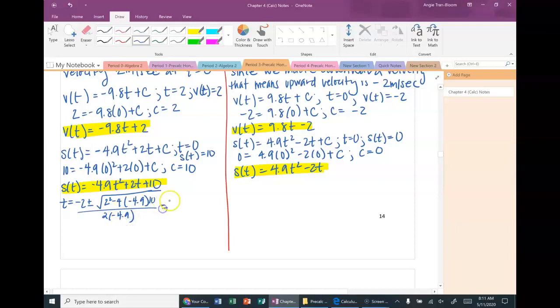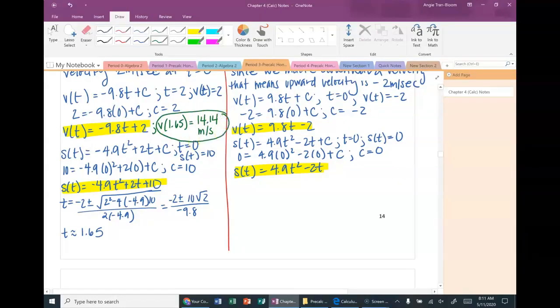Now let's try to simplify this all out. This is -2 plus or minus 10 rad 2 all over -9.8. So now plug it in your calculator. One of them is going to give you a negative time, which we can't keep, and then one of them is going to come out to be 1.65, which we will keep. So for this side, now velocity on impact. Let's go back to velocity of impact. So here, V of 1.65 is, plug it all in, you're going to get 14.4 meters per second. That's our velocity on impact.